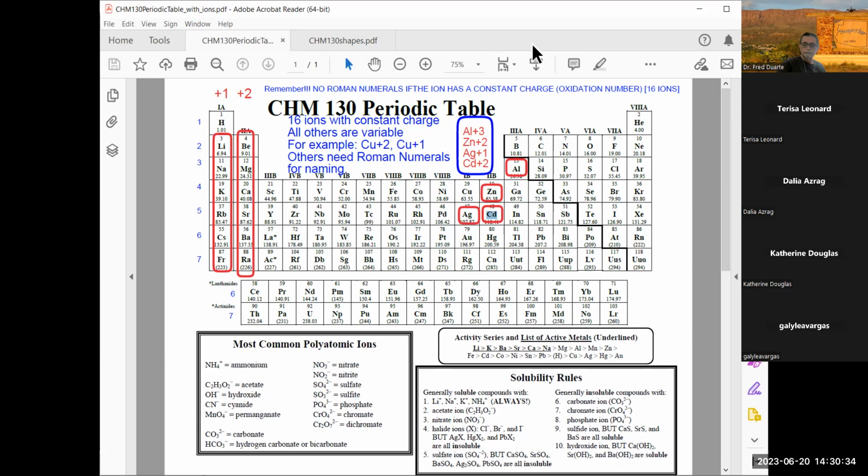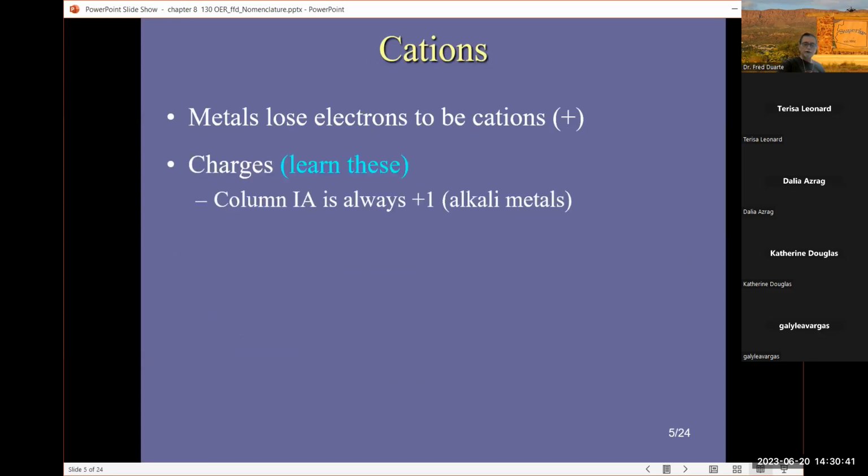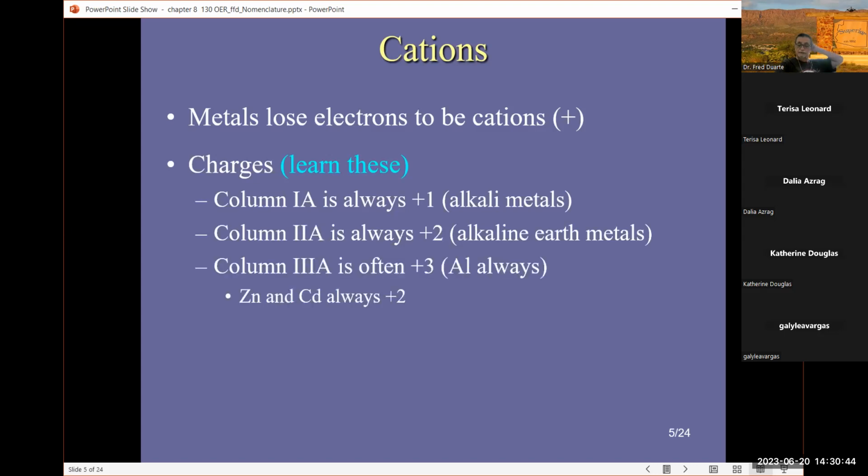All right. We talked about this at length, cations, metals, when they lose electrons. These are metals in their respective group 1A, group 2A, +1, +2. Aluminum always has a +3. Then we added zinc and cadmium with a +2 and silver with a +1. Those are the 16. All the other metals, their oxidation state can vary from a +1 all the way to a +9, depending on the metal itself.